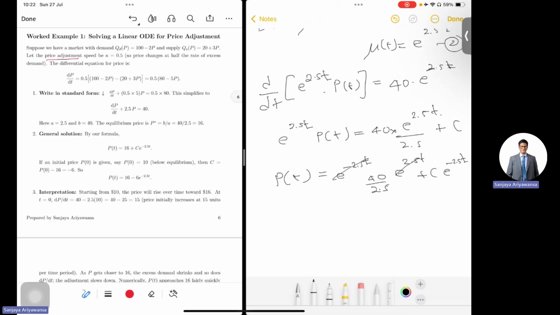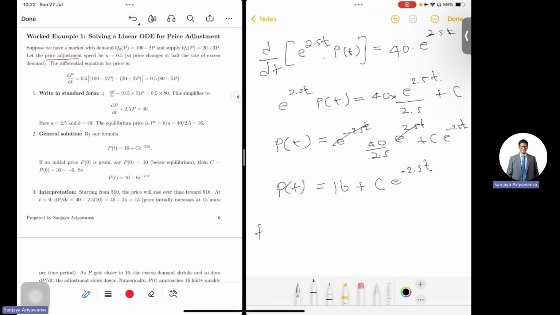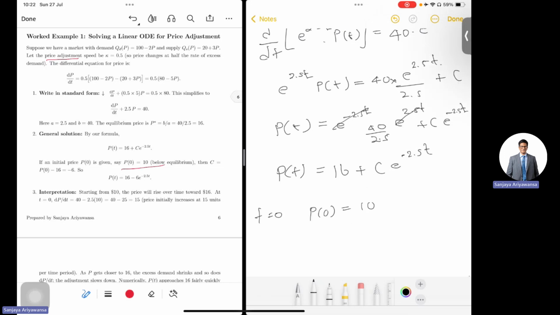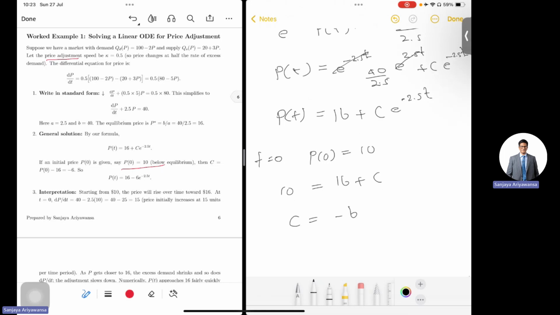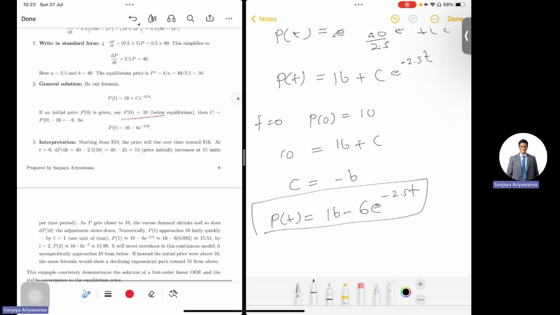So e to the power 2.5t cancels out, and p of t is 16 plus c e to the power 2.5t. Now assume at t equals 0, we are told p of 0 is 10. Therefore, when I substitute t equals 0, I get 16 plus c. So c is therefore minus 6. Hence, my equation p of t is 16 minus 6 times e to the power minus 2.5t. And then you get into the interpretation.